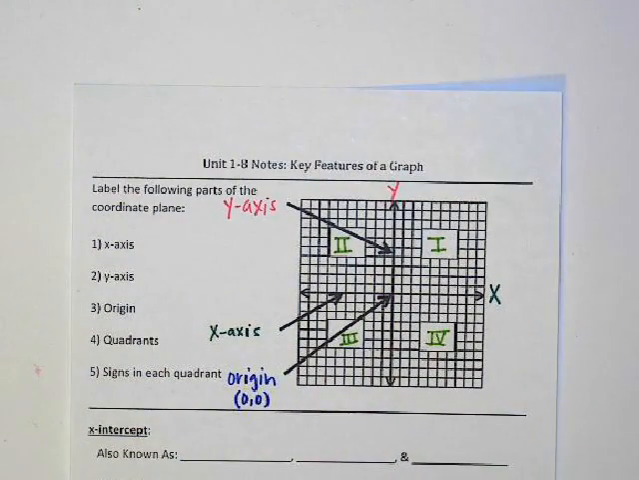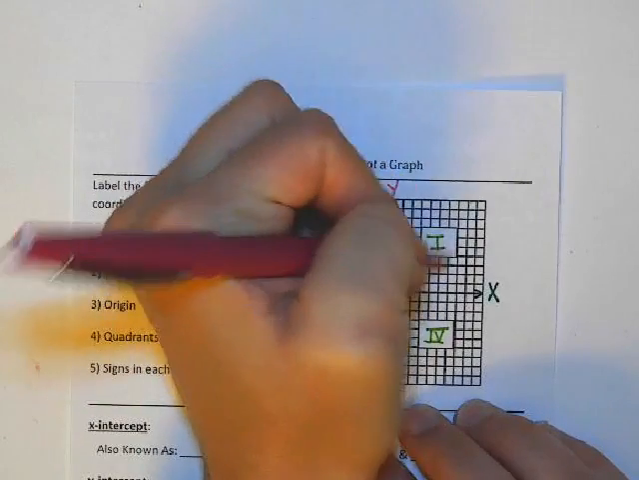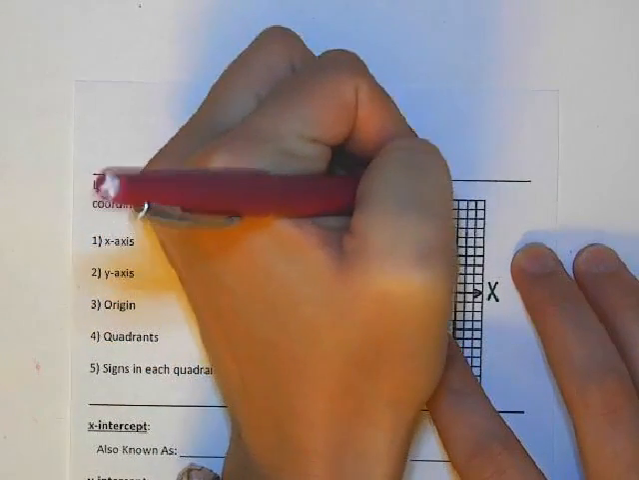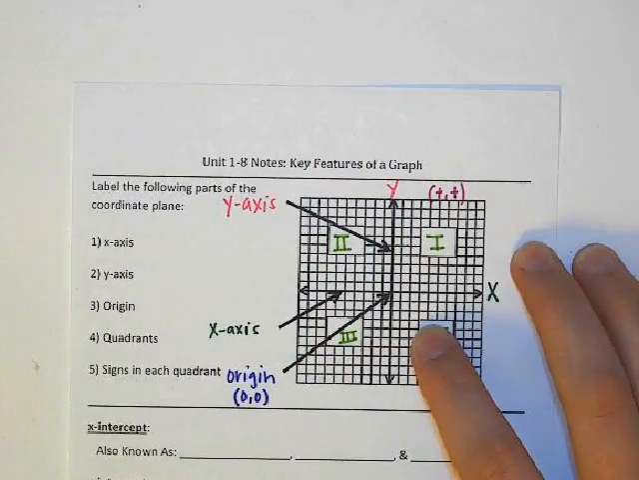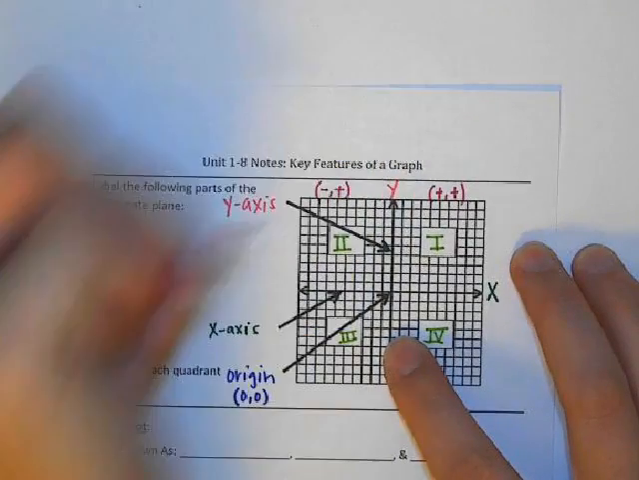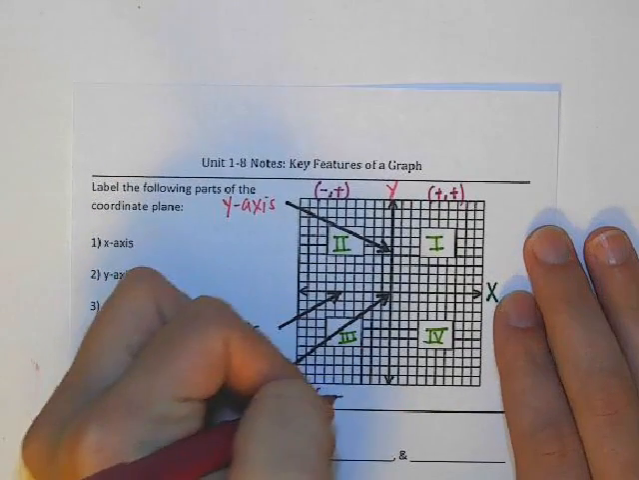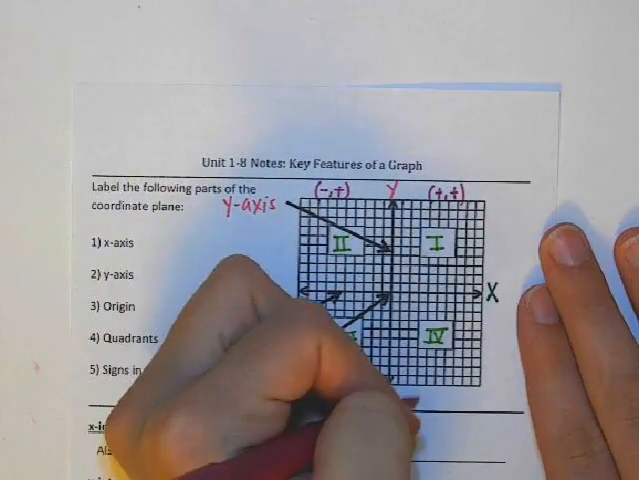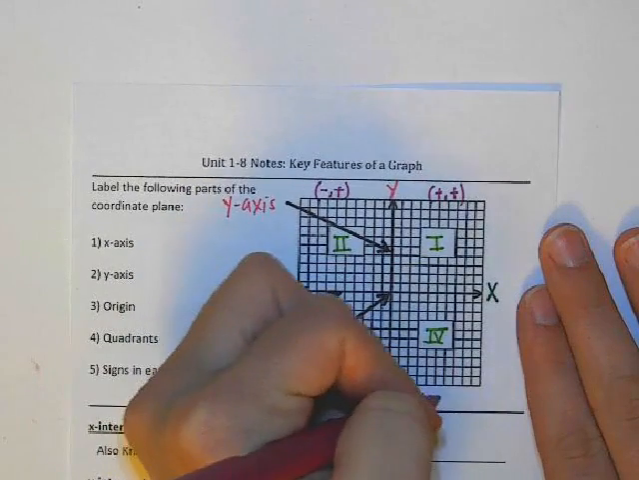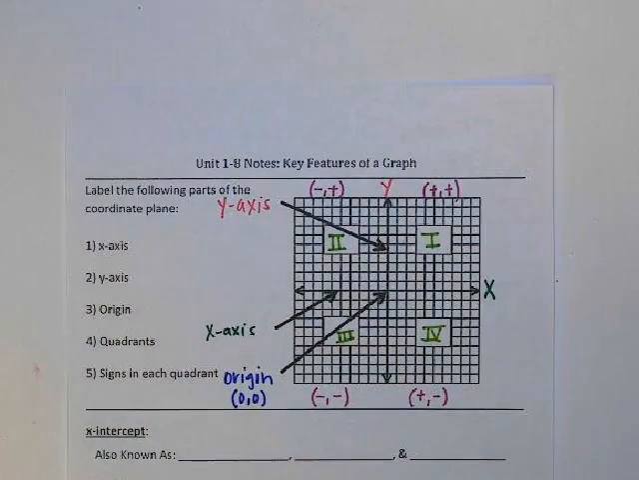Okay, last but not least, we have our signs in each quadrant. So if I have an ordered pair in quadrant 1, that would be positive, positive. If I have an ordered pair in quadrant 2, that would be negative, positive. Quadrant 3 would be negative, negative. And quadrant 4 is positive, negative. Good. All right.